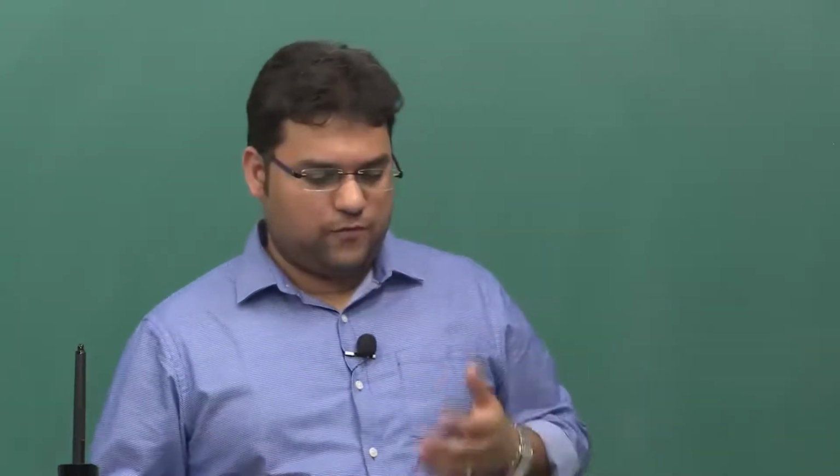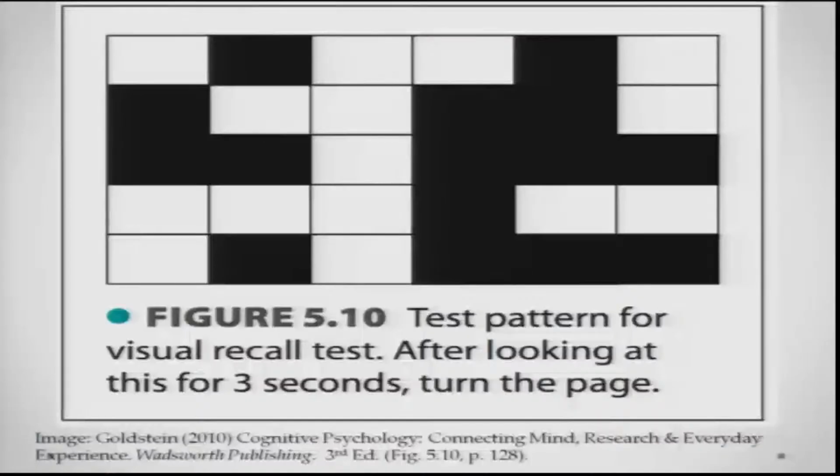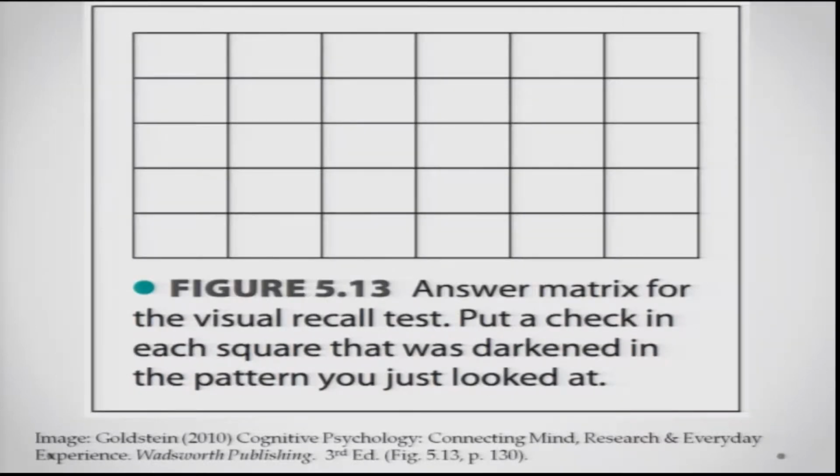Now, this use of visual codes in the short term memory was demonstrated in an experiment by Sergio Della Sala and colleagues in 1999, in which participants were presented a task like this one here. So, I will show you this array of squares, some of them are blacked, and then I will ask you to fill in exactly which squares are blacked in this particular experiment. Now, both of these demonstrations are drawn from Goldstein's book Cognitive Psychology.